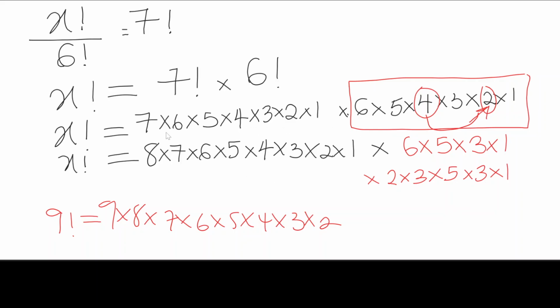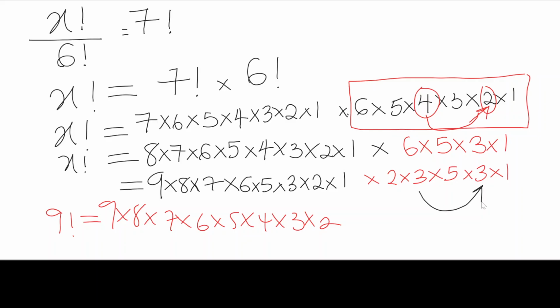So I'll be having equals 9 now. Instead of writing 3 times 3 here, I'm writing 9. So equals 9, then times 8, then times 7, then times 6, then times 5, then times 3, then times 2, then times 1. Then I'll be removing this 3 times 3 because I've added 9 here. So let's quickly remove 3 and 3 now. So I'll be having 2 times 5 times 1.